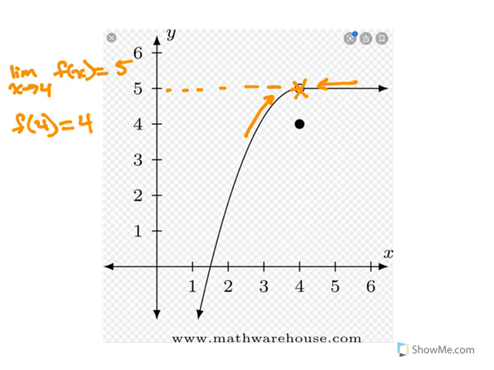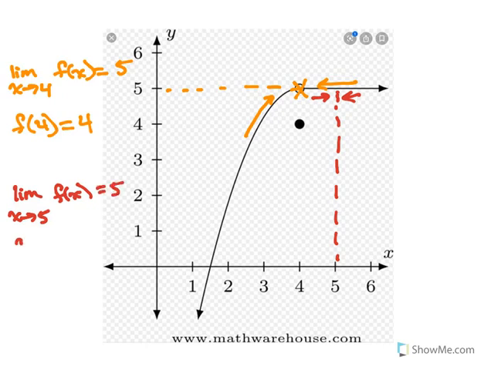Now, I don't always have to ask you about it in a place where something unusual is going on. I could just as easily ask you, what is the limit as x approaches 5 of this function? Well, coming from the left and the right towards 5, what y value do we get? 5. And what would the function be if I asked you to evaluate it at 5? 5. So sometimes they match, but they don't have to.